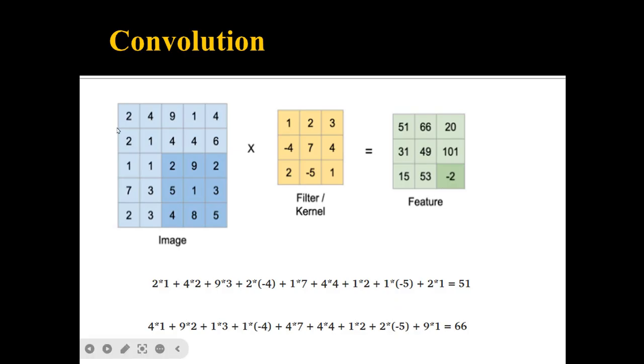Here is one more example: 4 into 1 plus 9 into 2 plus 1 into 3. Similarly, plus 1 into minus 4 plus 4 into 7 plus 4 into 4. Then you have 1 into 2, 2 into minus 5 plus 9 into 1. When you multiply all these, you will get 66. Similarly, you have to do it for all the parts of the image.